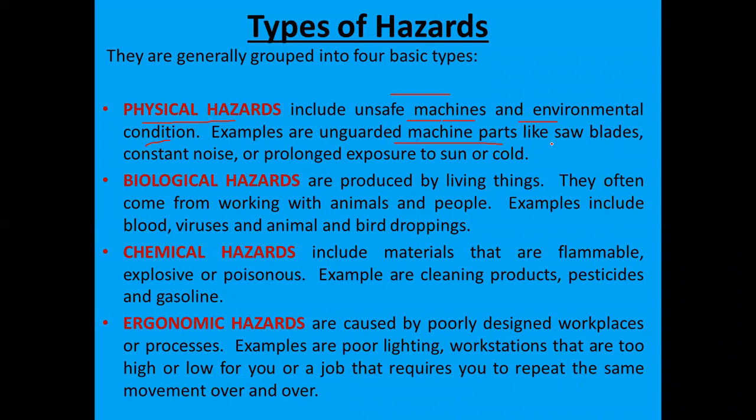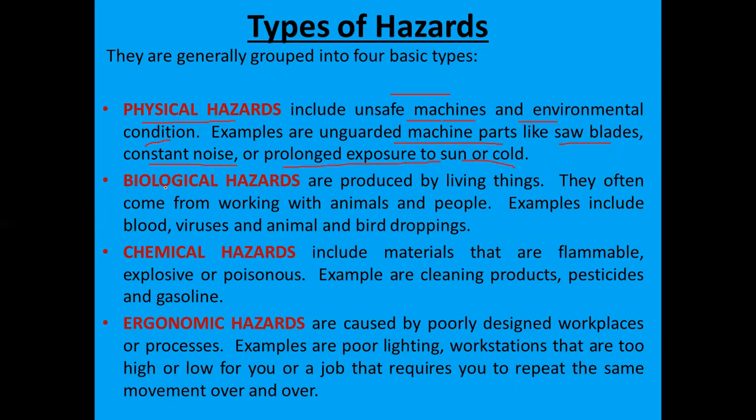Unguarded machine parts like saw blades. Saw blades means a saw. Unguarded means saw blades that are open and bare, without a cover on top. Constant noise, prolonged exposure to the sun or cold. So these are some of the physical hazards for a person in order to check the health hazards.